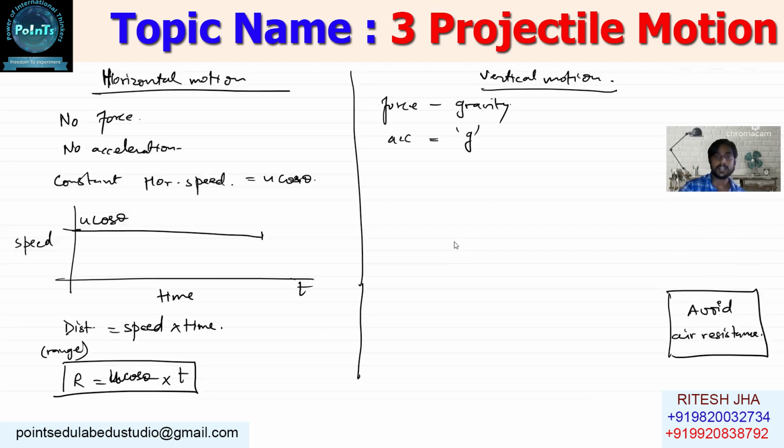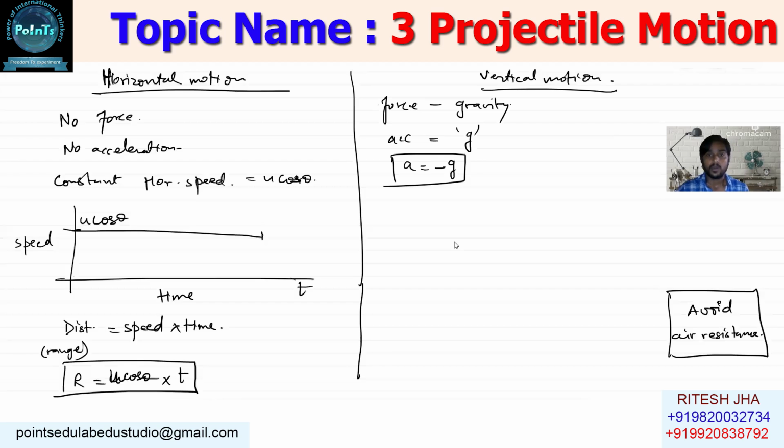Now, you should understand that it is always acting in the downward direction. We learned that while doing motion under gravity. So a is equal to negative g, if you follow the sign convention. It is always negative, because it is always acting in the downward direction only. Any vector which is acting in the downward direction is considered to be negative.